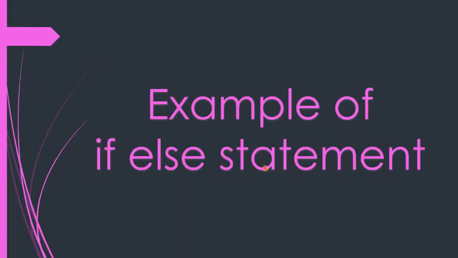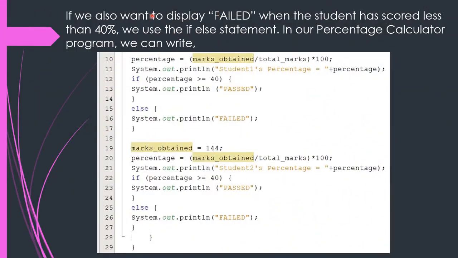Now let us discuss an example of the if-else statement. If we also want to display failed when the student has scored less than 40%, we use the if-else statement. As we just wrote the program there, we had provided the condition only for the true part. That means if the expression is true, we displayed the result only for that part. Now what if the condition is false? That means if the student has failed, having scored less than 40%, then failed is to be displayed.